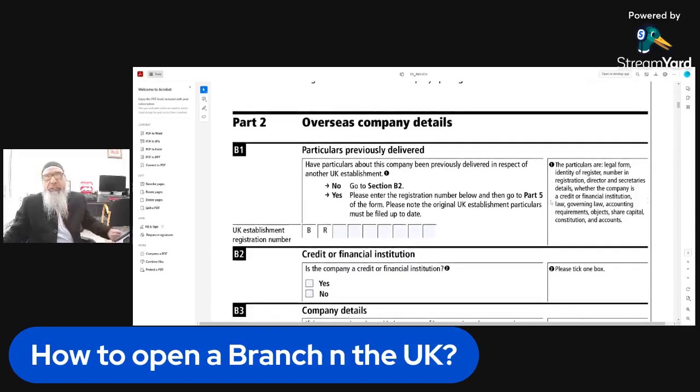Part two continues. It talks about overseas company details. Particulars previously delivered. Have particulars about this company been previously delivered in respect of another UK establishment? Yes or no? Sometimes it may happen that somebody has previously tried to set up a branch in the name of the overseas business. If that is the same overseas business, then Companies House would have the necessary details. So if that kind of information was provided previously, you can write the UK establishment registration number.